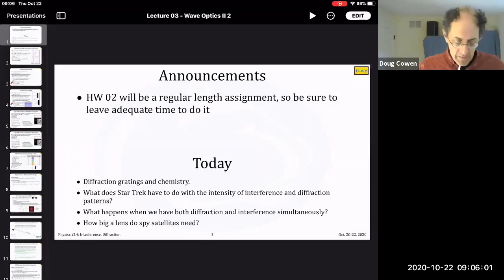Today we're going to talk about diffraction gratings and mention an application to chemical analysis. We'll talk about what Star Trek might have to do with the intensity of interference and diffraction patterns, what happens when we have both diffraction and interference simultaneously, and how big a spy satellite lens has to be in order to identify things going on the ground.